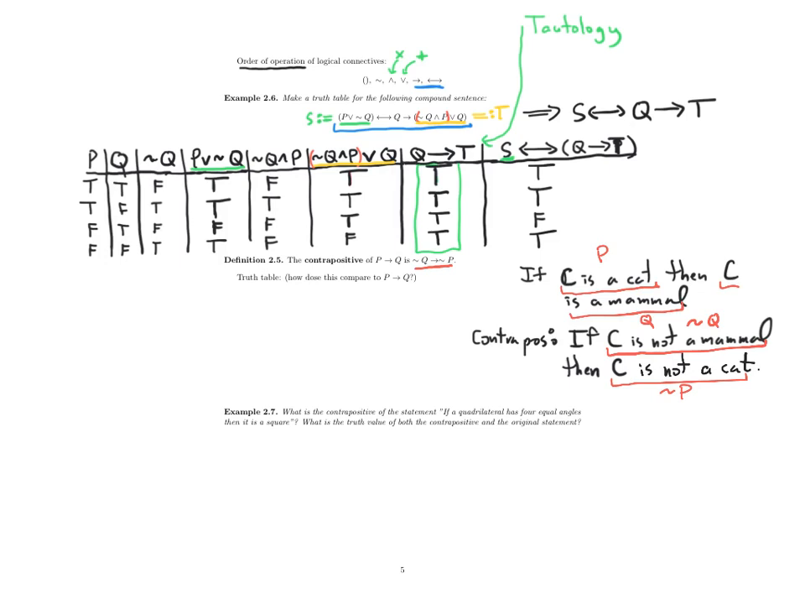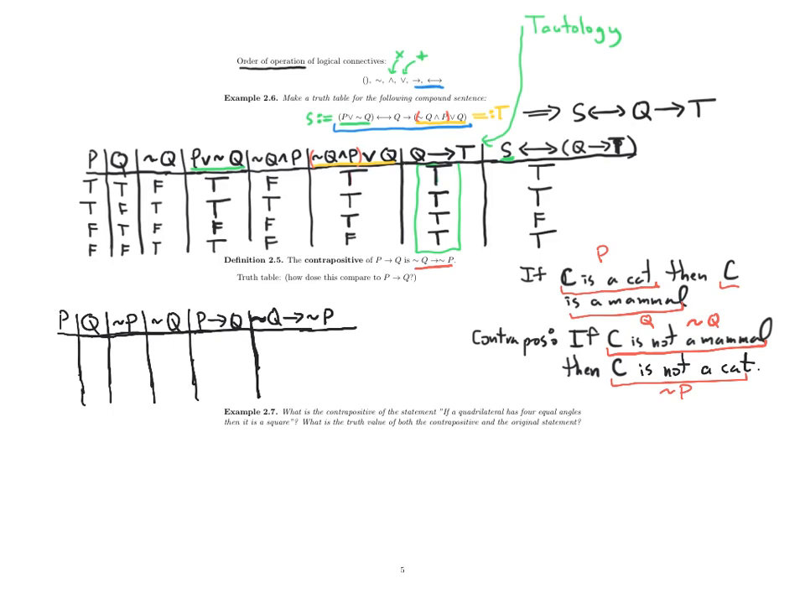Let's look at the truth table for this, and you'll notice something really cool. Let me give myself a little bit of room. So we need the negations, so let's just write them down so we can look at them. So not P and not Q. We also need P implies Q, and we need not Q implies not P.